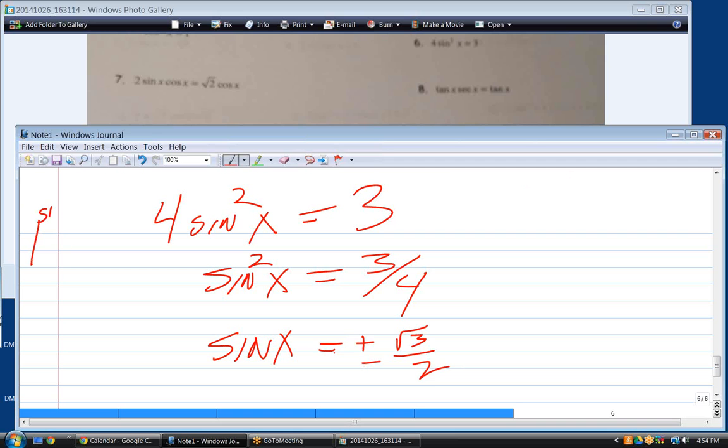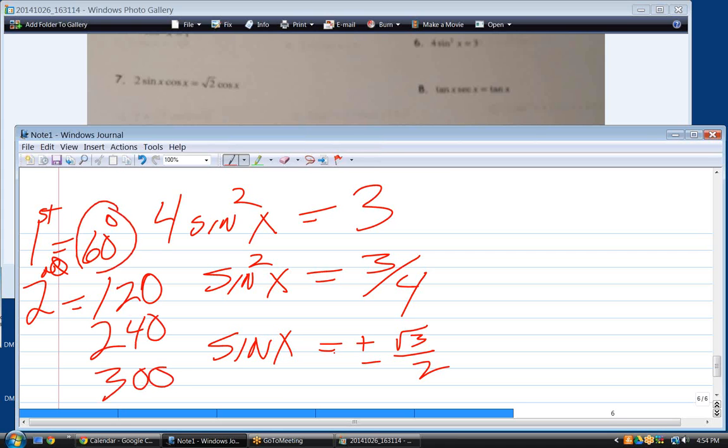So first quadrant is what? 60? Well, it's going to have the same answers as the last question had. Exactly the same numbers. 240 and 300. All of those satisfy the condition. If you plug any of those angles into this equation, it will be an equation. Okay.